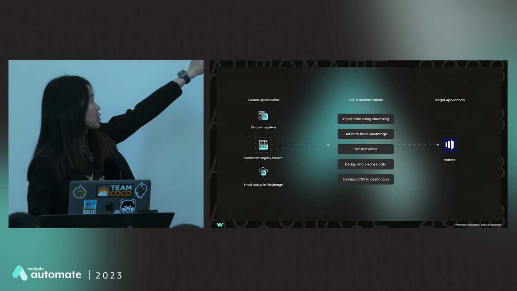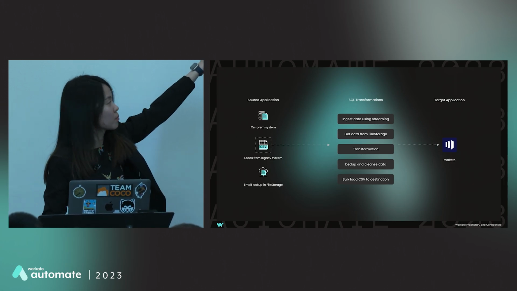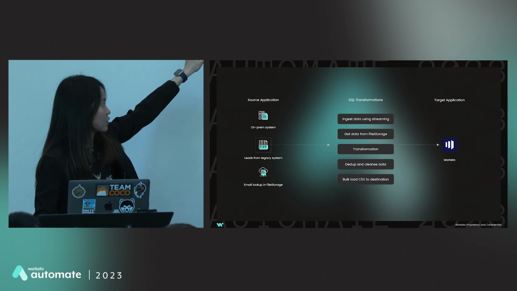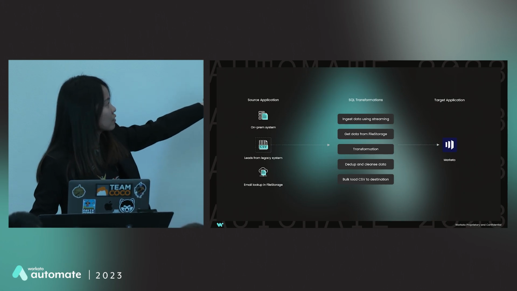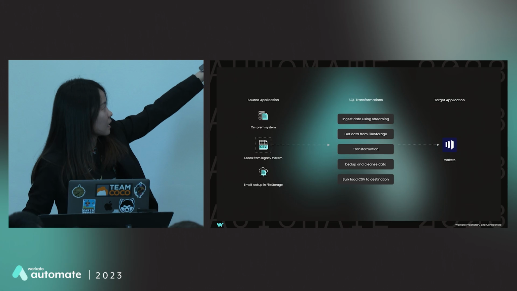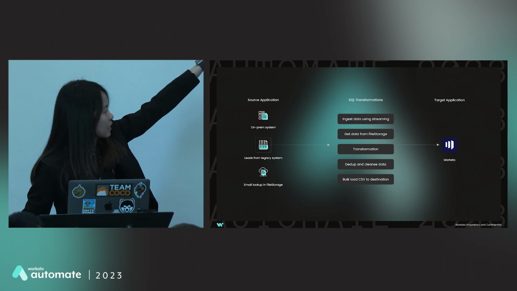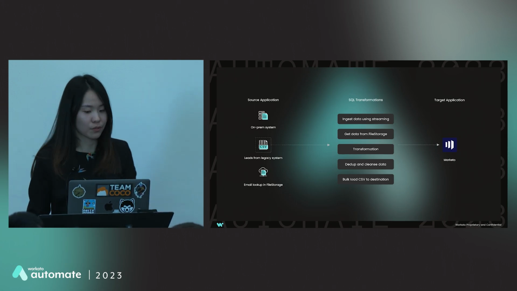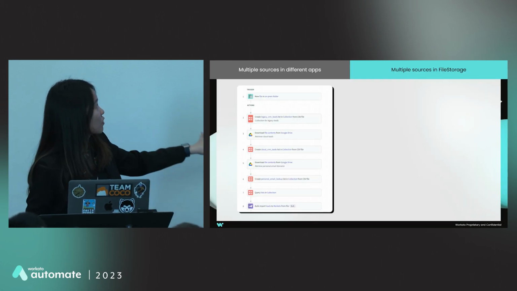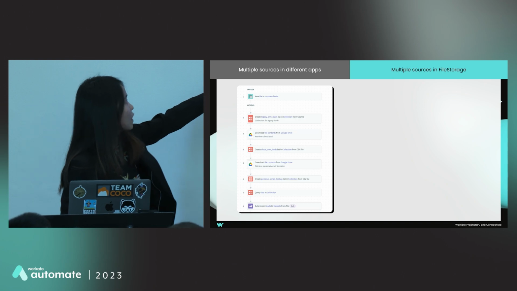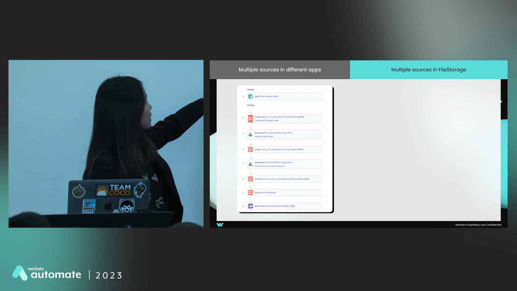So a bunch of different source applications, files from your on-prem system, from your legacy system, their leads, and you want to do an email lookup with file storage. And SQL transformations basically dedupes and cleanses that data before it gets sent into Marketo. So this is the old recipe where you're basically taking multiple sources from different apps, right?